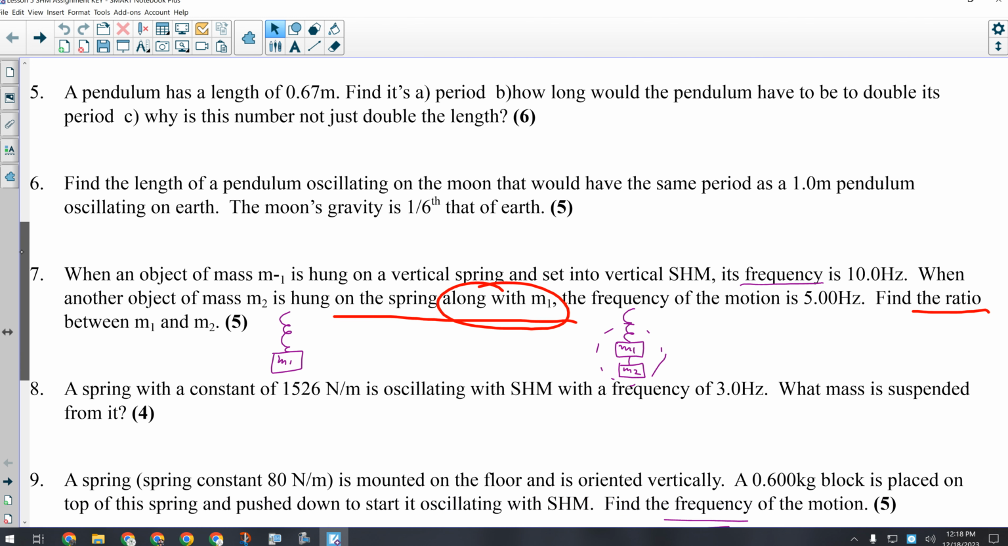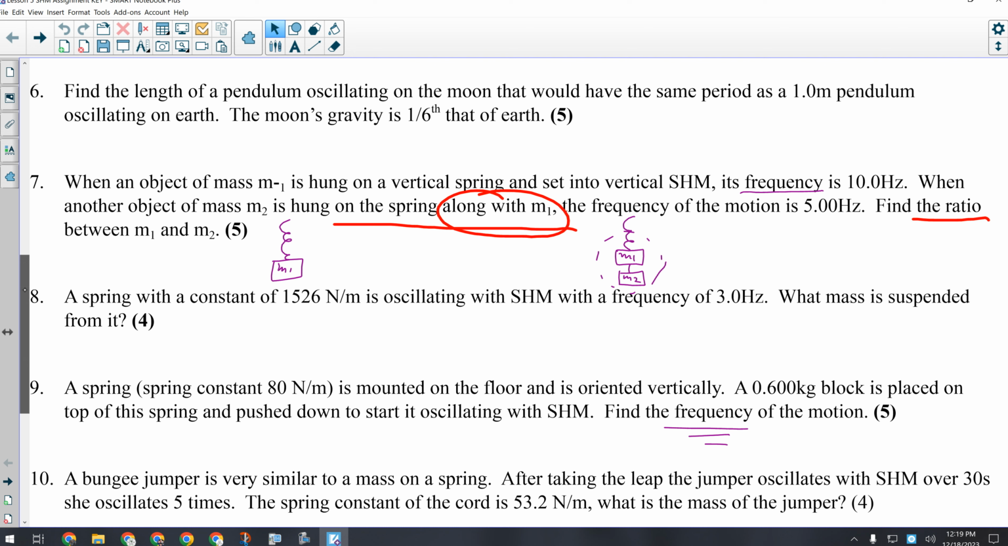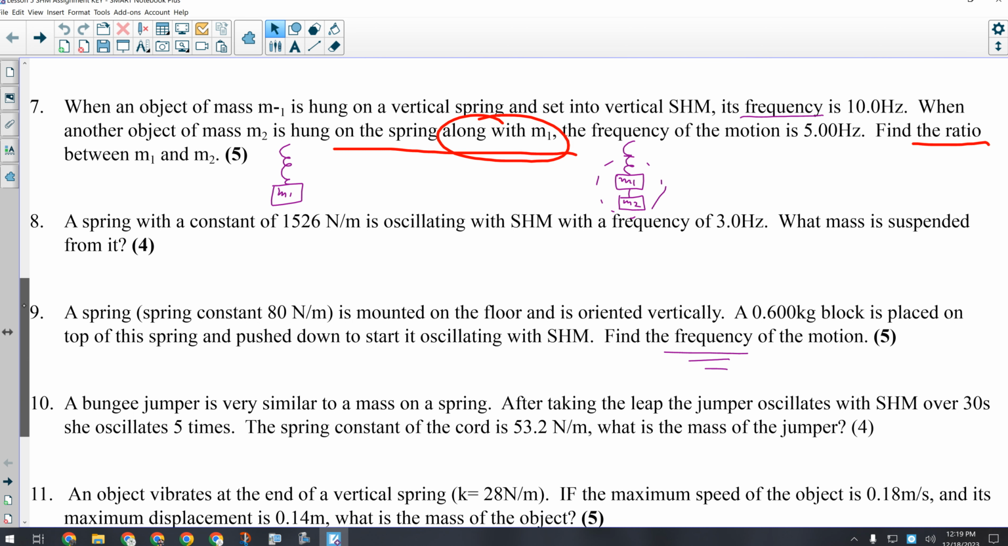For number 6, another pendulum question, find the length of a pendulum oscillating on the moon that would have the same period as a 1-meter pendulum on Earth. So you probably have to find the period of a 1-meter pendulum and then figure out how long it would have to be on the moon. Number 7 is the one that gives people trouble, and it's because they don't pay attention to the details in this question.